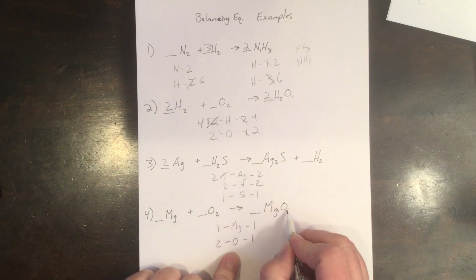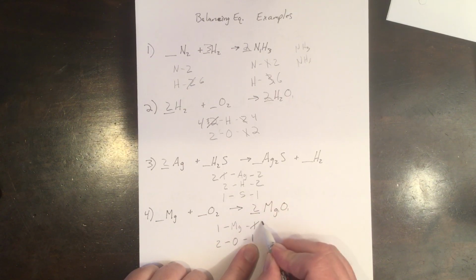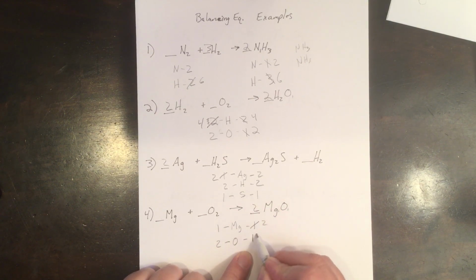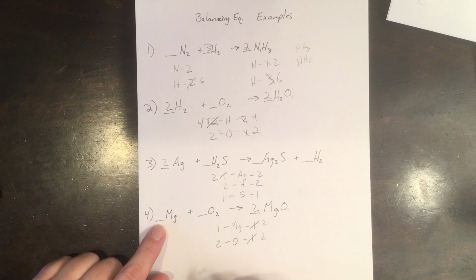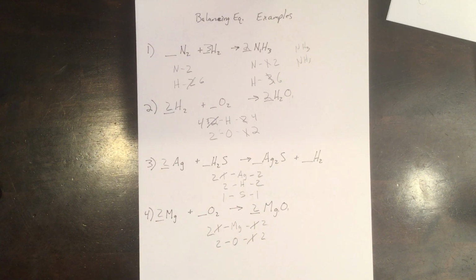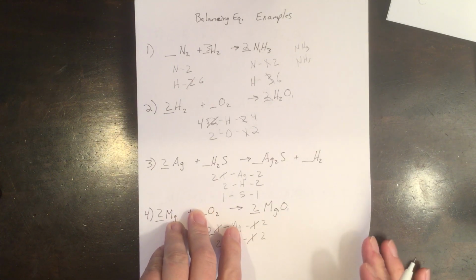So I need to get oxygens up to 2. So I put a 2. 2 times 1 for magnesium, 2. 2 times 1 on the oxygen, 2. Well, messed up my magnesium. Well, I put a 2 here. Makes that a 2. Okay, 2 times 1 is 2. So those are balanced. Making sure I'm not running out of room on the old iPad.